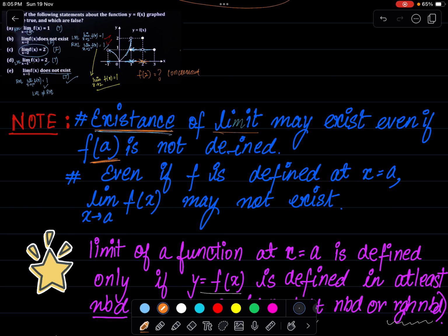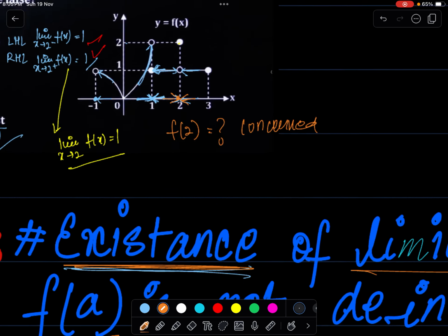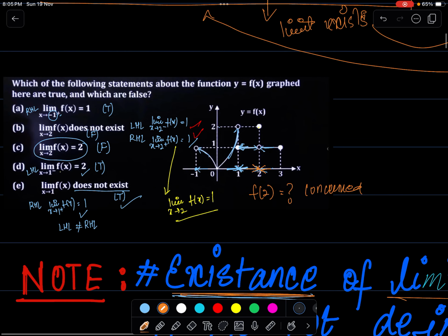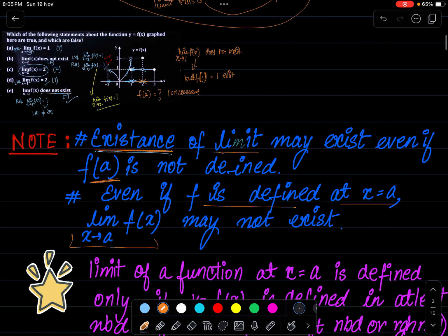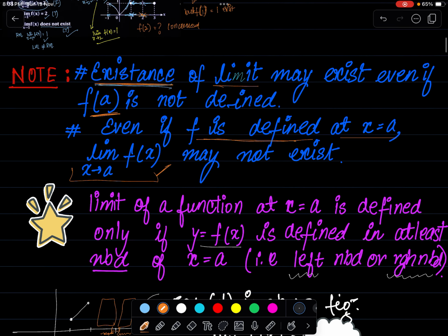Similarly, even if f is defined at x is equal to a, that does not guarantee that the limit will exist. Right? For example, you can look over here. Here, limit x tends to 1, f of x does not exist. But f of 1 is defined, right? f of 1 is 1, which exists. So if the function is defined at that point, it does not give a guarantee that the limit will exist.